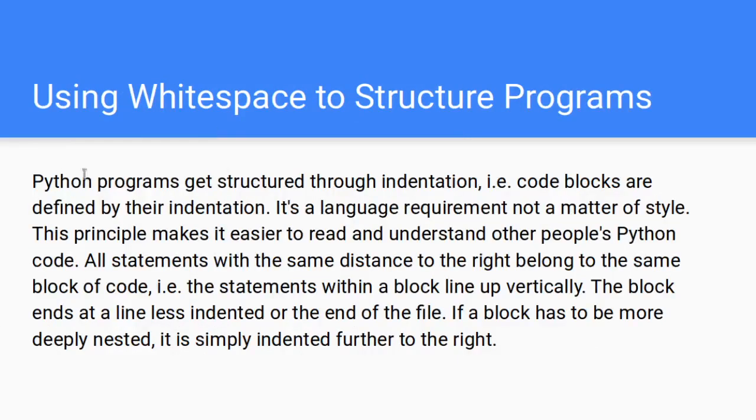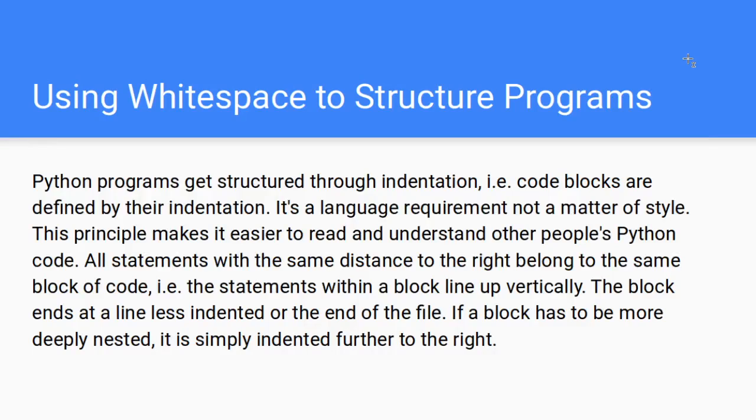Using whitespace to structure programs. That's one of the distinguishing characteristics of Python: you don't use semicolons or curly braces, although you can use semicolons. Curly braces define blocks in other languages like Java, whereas whitespace is what's used in Python to structure programs. Python programs get structured through indentation. In other words, code blocks are defined by their indentation. It's a language requirement, not a matter of style. This principle makes it easier to read and understand other people's Python code.